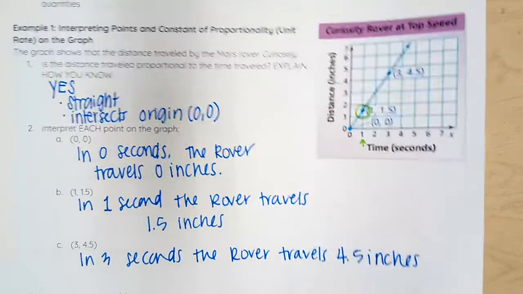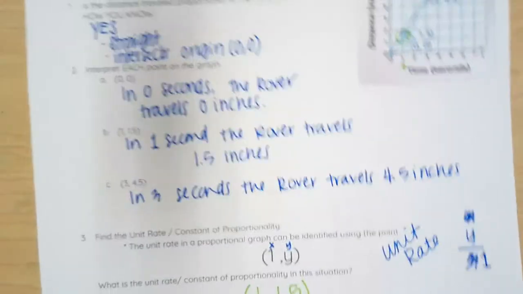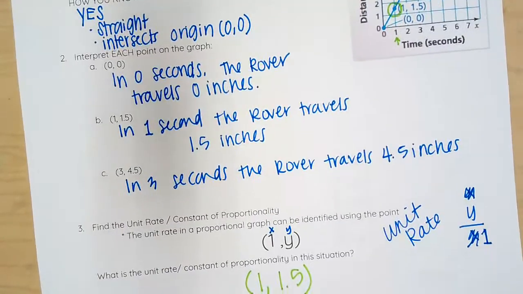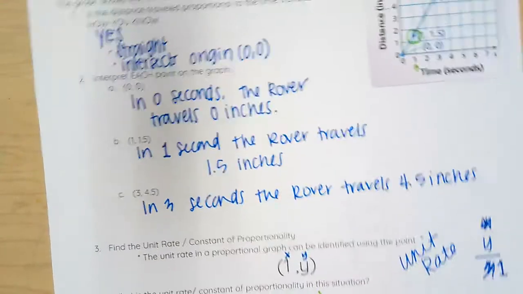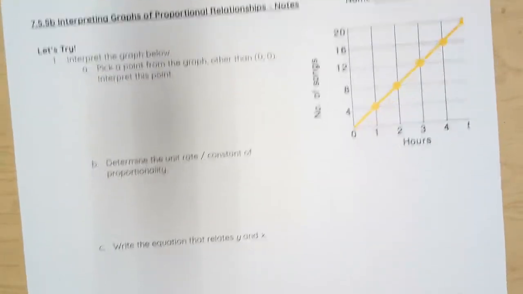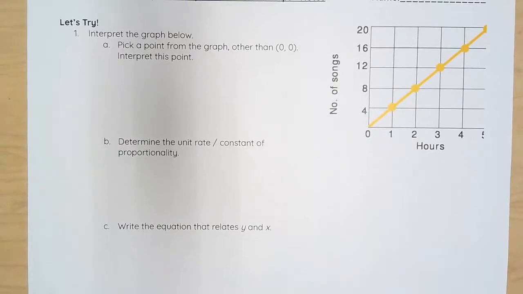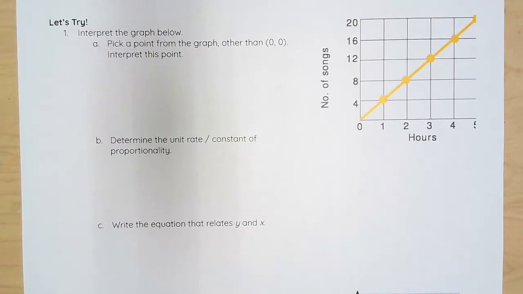Okay, let's take a look at the next piece. So this is an overview. Let's try another example together. So we've got a new graph here. It says, pick a point from the graph other than 0, 0 and interpret this point.